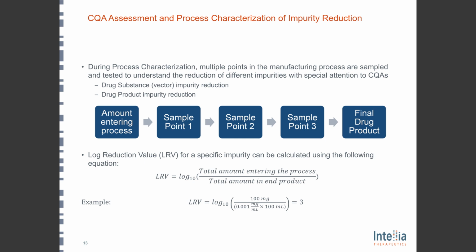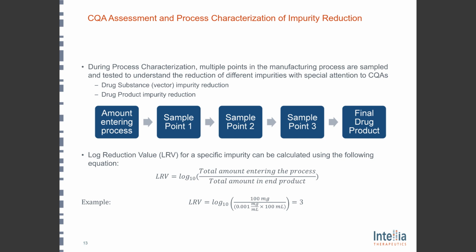You might calculate the total amount entering your process, and then you might want to sample at, say, the point that the impurity is introduced, and during each of your reduction steps as well. So if you have multiple washes during your process, I would encourage you to test for impurities in those washes, to really understand what your impurity reduction is, and then again your final drug product, if possible.